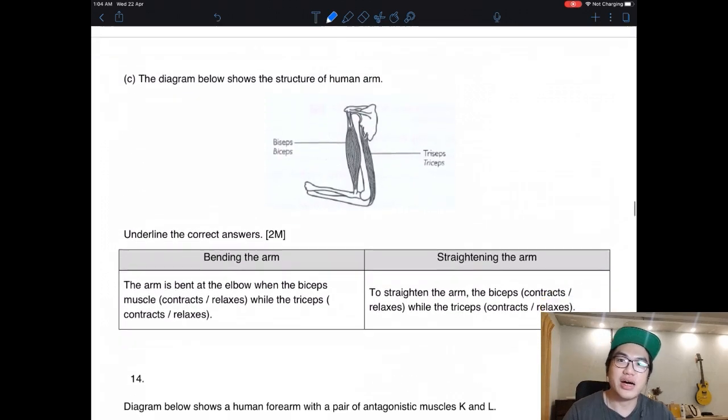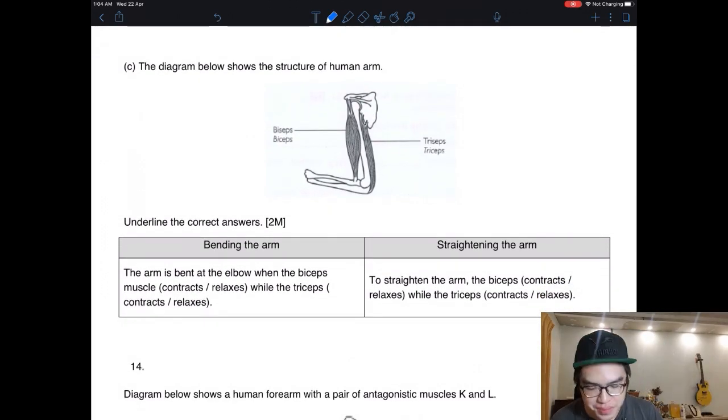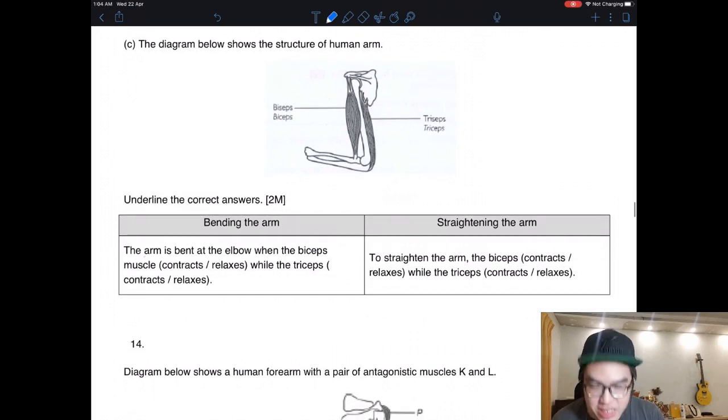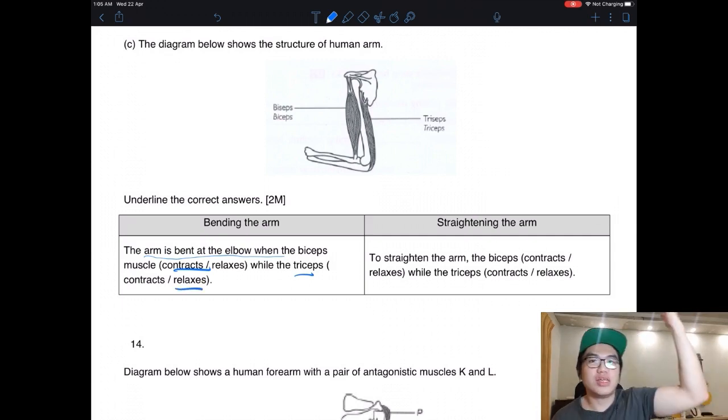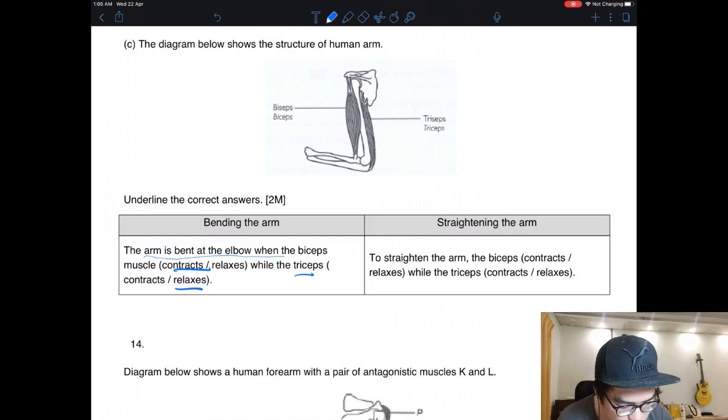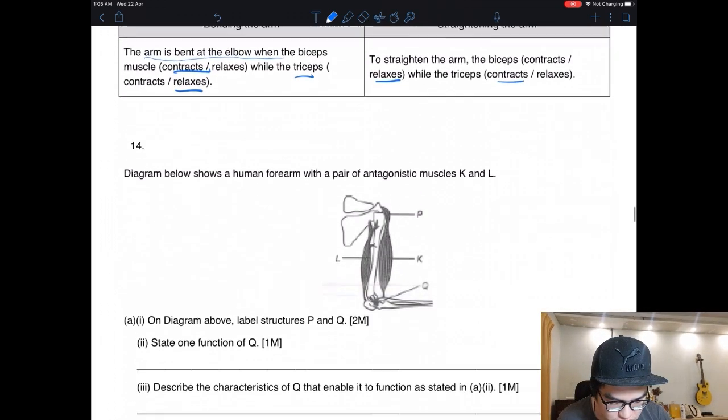Bending the arm. Which is correct? The arm is bent at the elbow when the bicep contracts, shortens, and the tricep relaxes. It has to be opposite. So straightening is when this one relaxes, this one contracts, and I pull here. So bicep relaxes, tricep contracts. Simple.